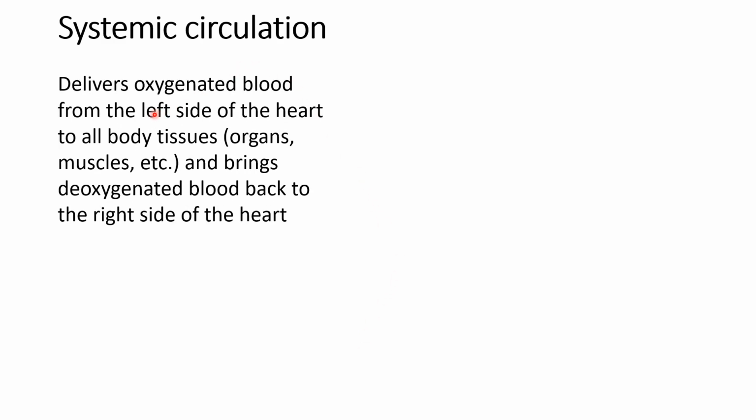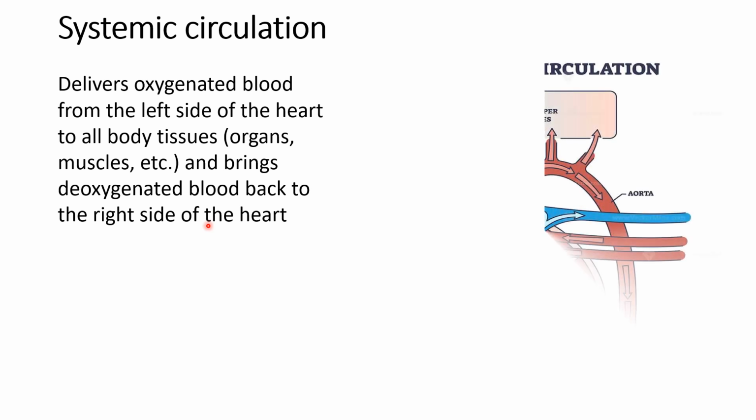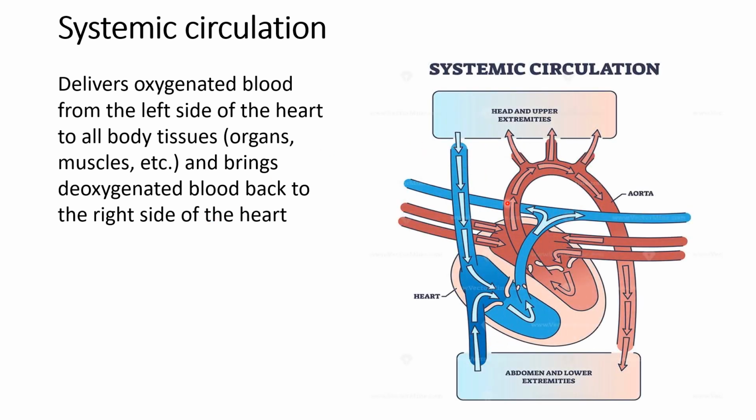Systemic circulation. It delivers oxygenated blood from the left side of the heart to all body tissues and brings deoxygenated blood back to the right side of the heart. And this is how it looks. From the heart here to all other parts of the body, that is the upper part of the body, and this is oxygenated blood, and the lower part of the body.